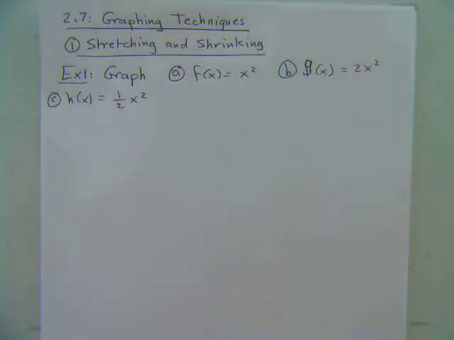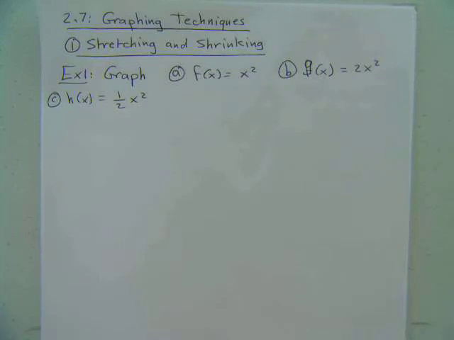Okay, let's look at section 2.7, graphing techniques. And the first technique we're going to look at is called stretching and shrinking. So I have example 1. In this example 1, I'm going to graph f of x equal x squared, which we already should know how to, and g of x is 2x squared, and h of x is 1/2 x squared.